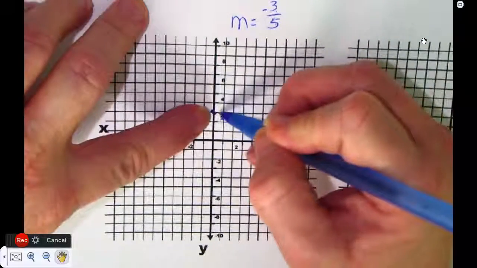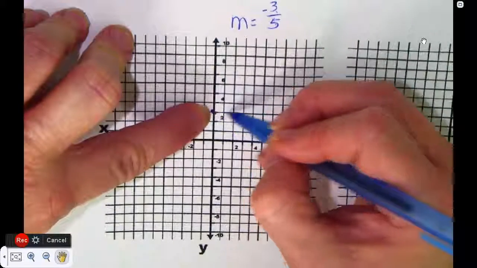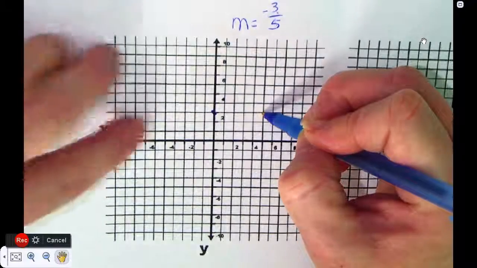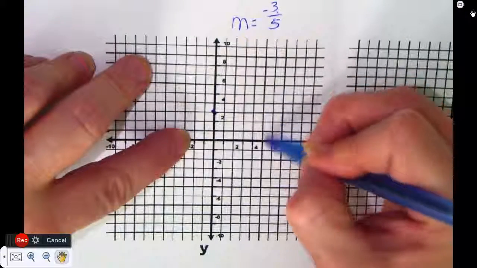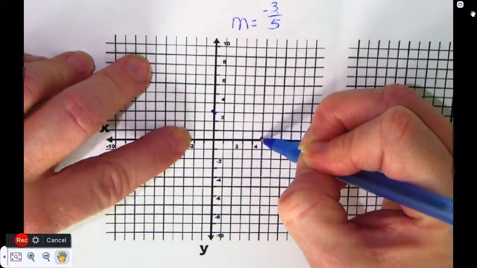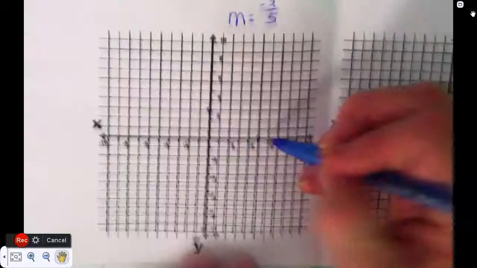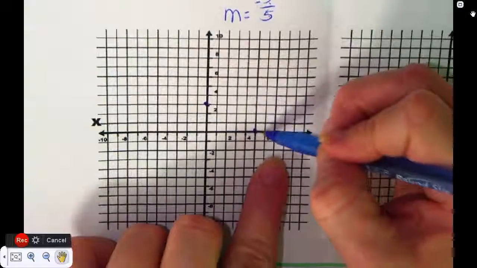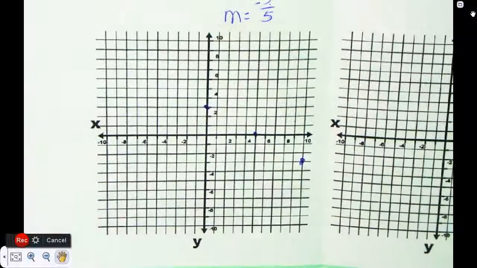So we're going to go 5 over. And this graph is counting by ones. The scale is 1. So we're going to go over 5. Now what? Down 3. So 1, 2, 3. We have 2 points. Hey, 3 is good, but 2 is okay. And let's practice that just one more time and make one more point. We could go over 5, down 3.